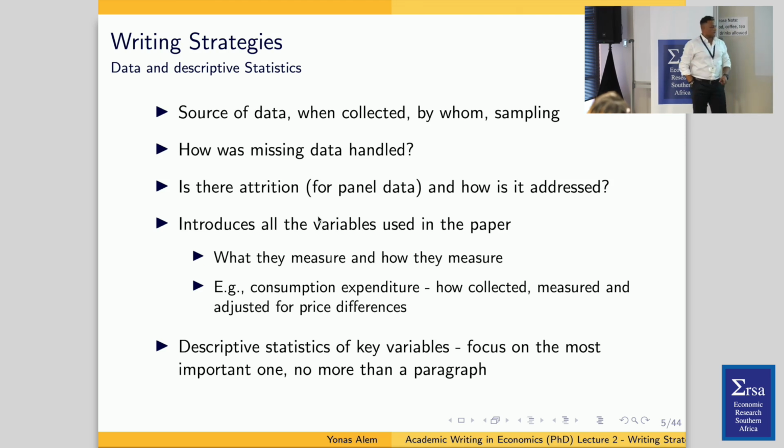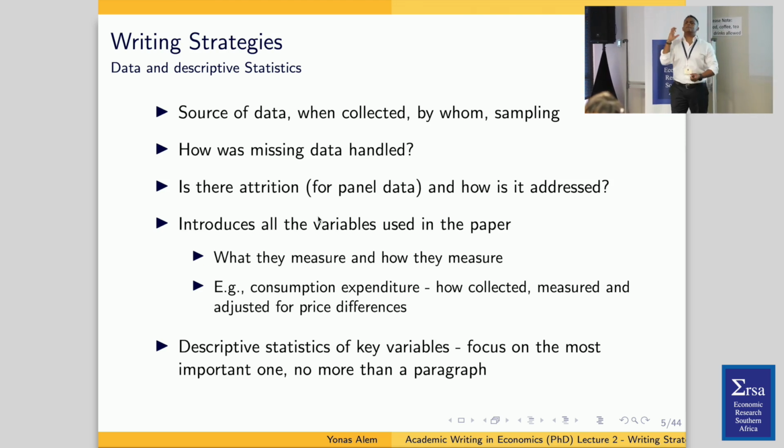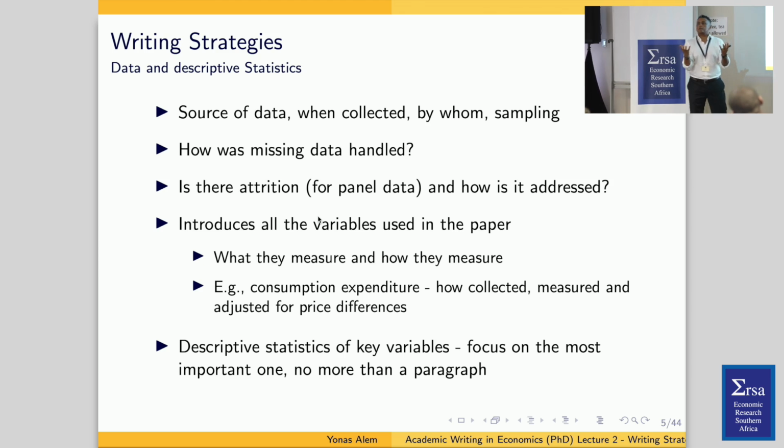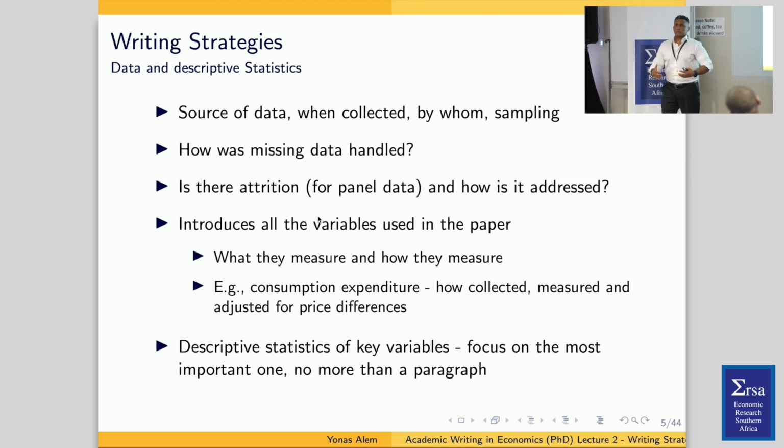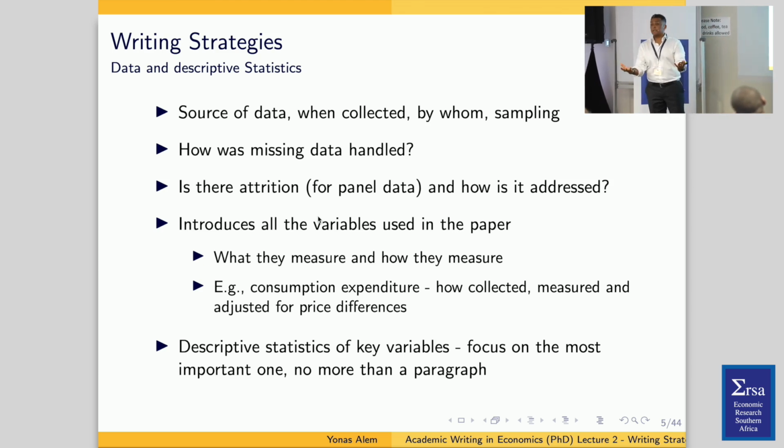Descriptive statistics of key variables. You have to comment on the key variables. Usually one paragraph is enough, or two, to discuss the socioeconomic characteristics of your sample. If it is enterprises, what's the size, what's the capital, what type of industry do they represent, etc. So this section is very important. It has to give the confidence to the reader that this is trustable data.